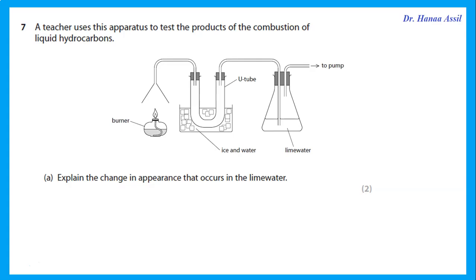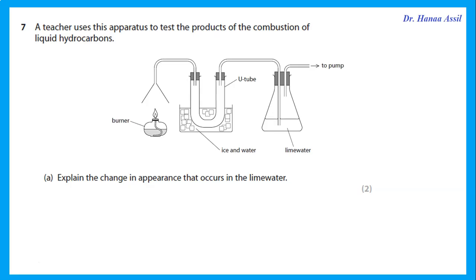A teacher uses this apparatus to test the products of combustion of liquid hydrocarbons. So they're burning a hydrocarbon and then passing the gases that come out into a U-tube dipped in ice and a conical flask that has lime water. And the question says, explain the change in appearance that occurs in the lime water. So we have to say what happens to the lime water and why.